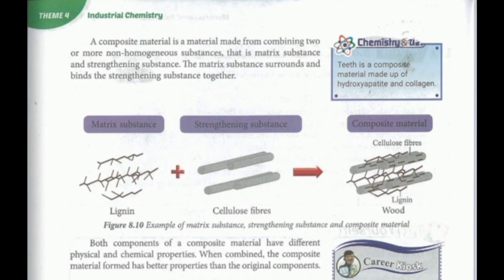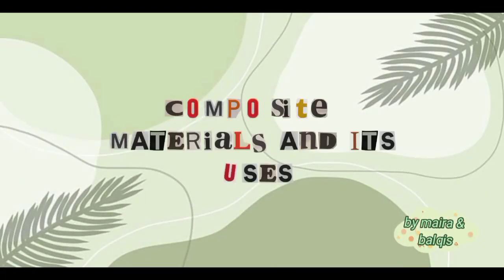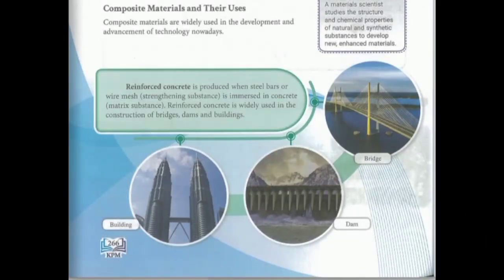This is because wood consists of lignin, which is a matrix substance, and cellulose fibers, which is a strengthening substance. Both components of a composite material have different physical and chemical properties. When combined, the composite material formed has better properties than the original components. Composite materials and their uses are widely used in the development and advancement of technology nowadays.